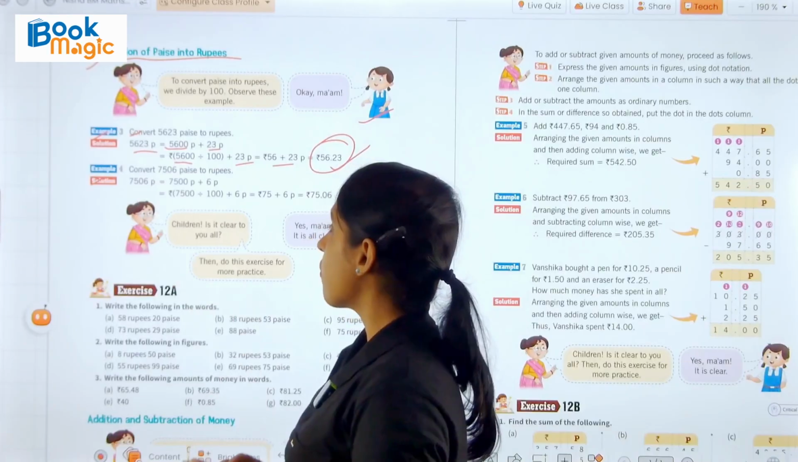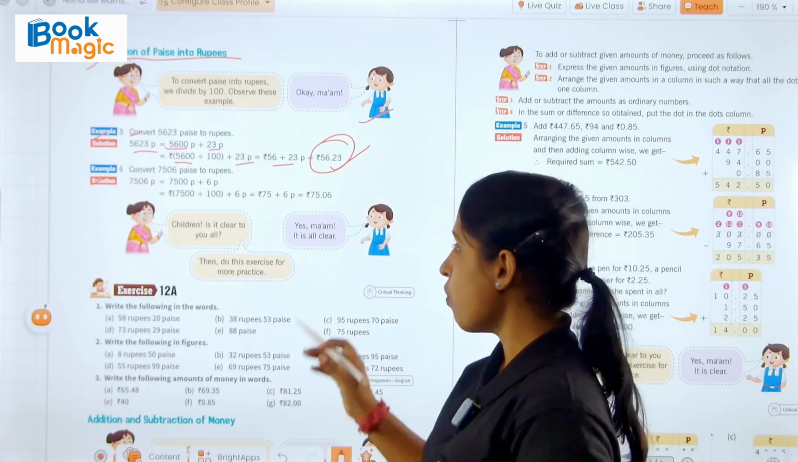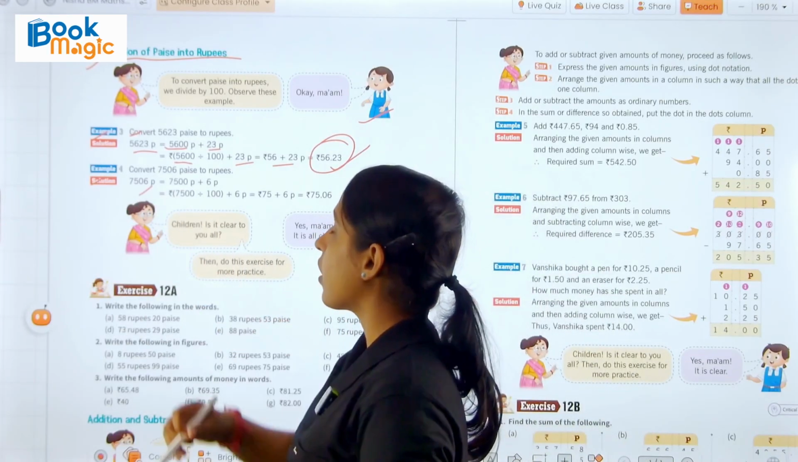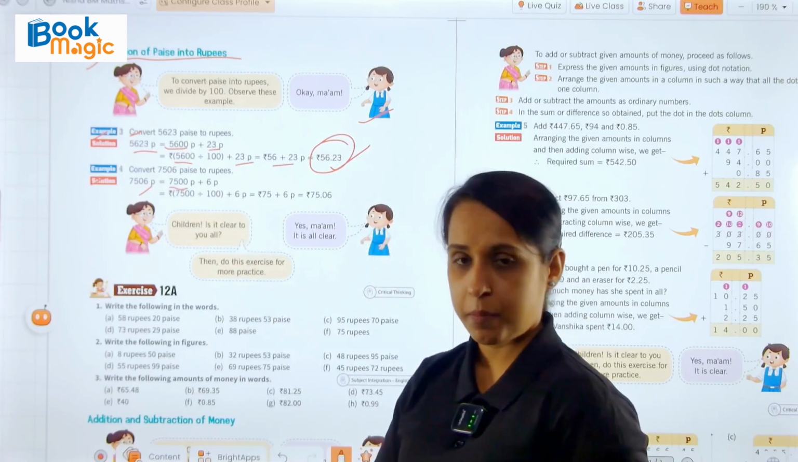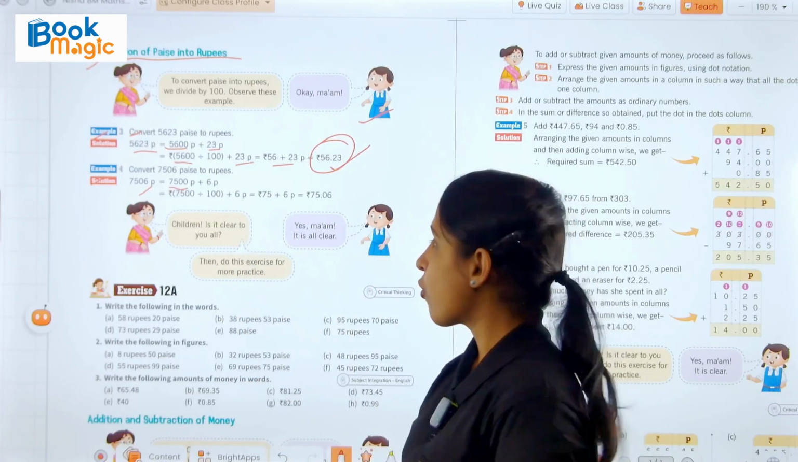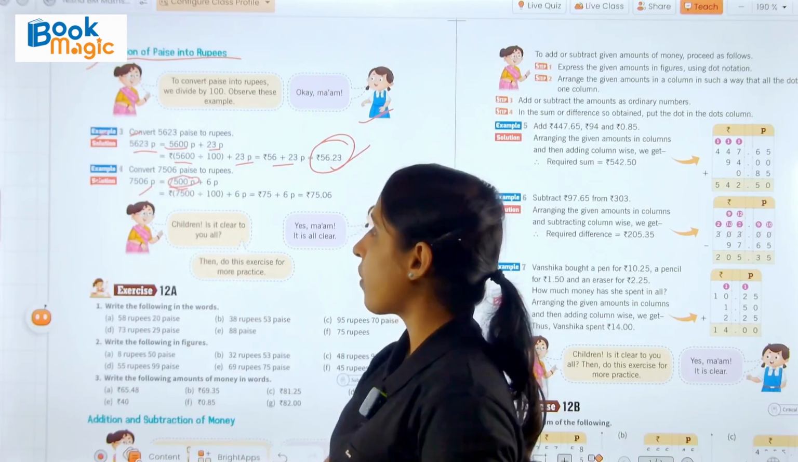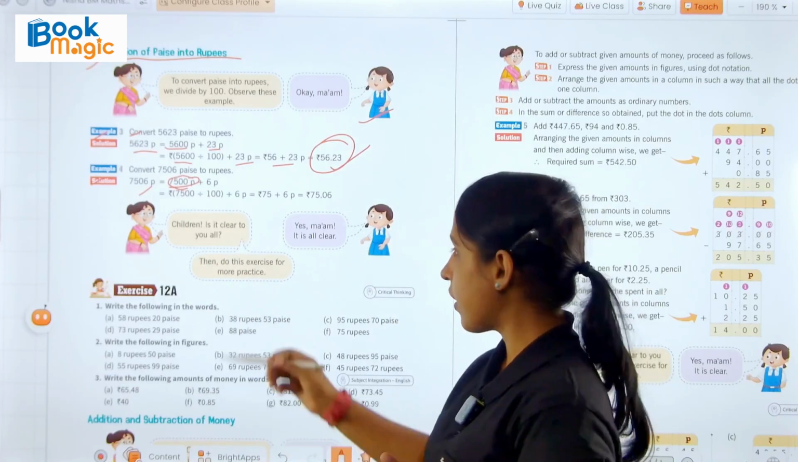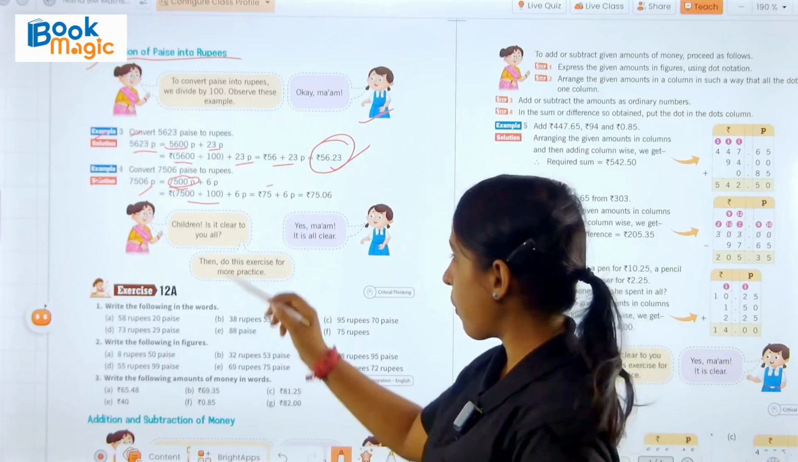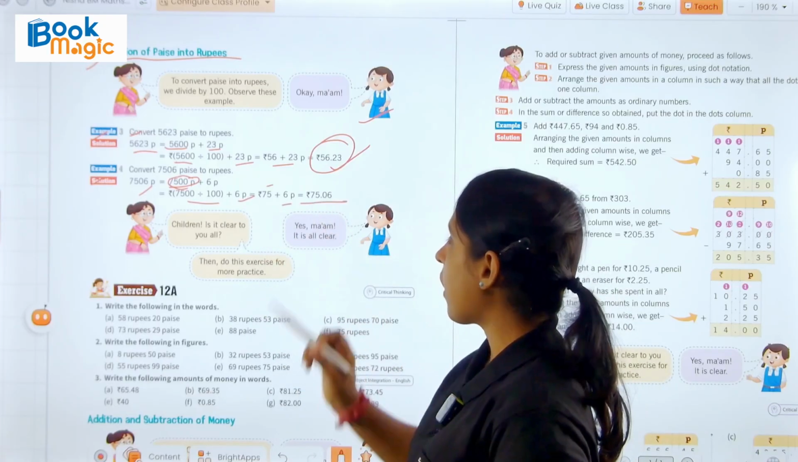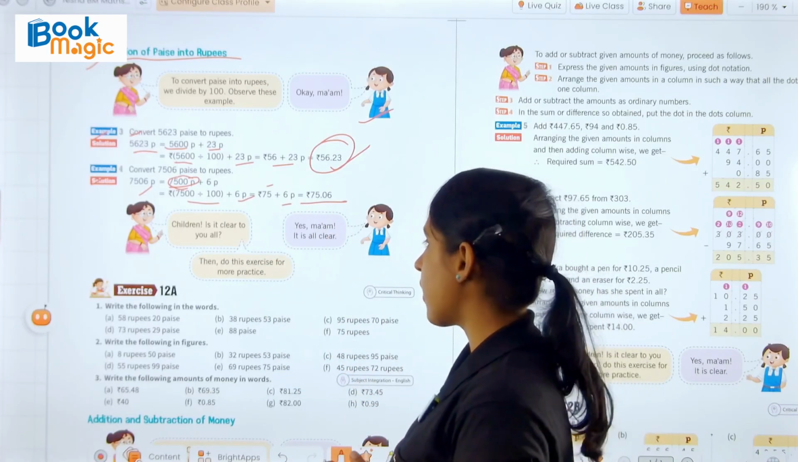Now we have example number 4. Convert 7506 paise into rupees. So we know that 7506 will become 7500 paise plus 6 paise. So we will divide 7500 paise by 100. So here after dividing we get 75 rupees and 6 paise will be here. So it will become 75.06 rupees.